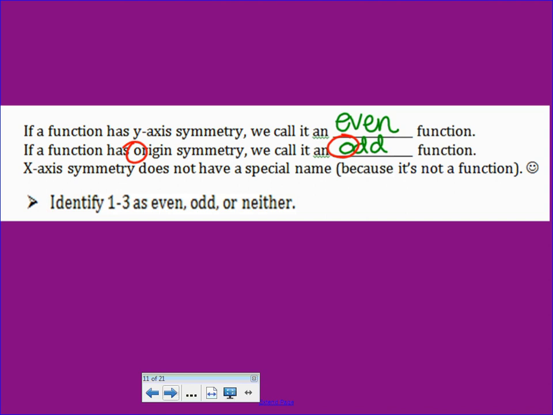Okay. So origin is odd, y-axis is even. X-axis symmetry does not have a special name because when you have x-axis symmetry, does it pass the vertical line test? No. Cool. So we usually don't have a special name.